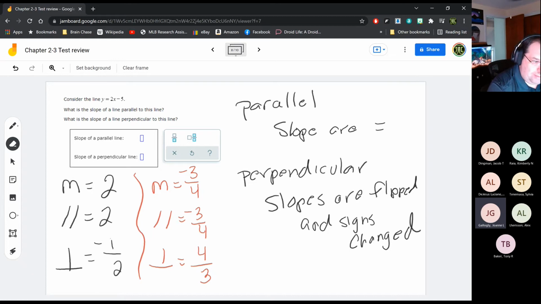Any questions with parallel and perpendicular lines? Nope. All right, 2 more.